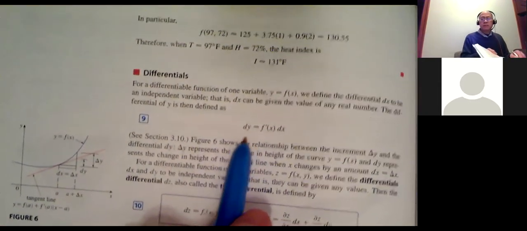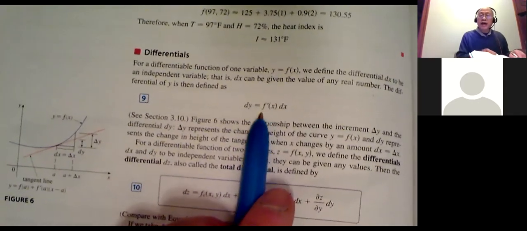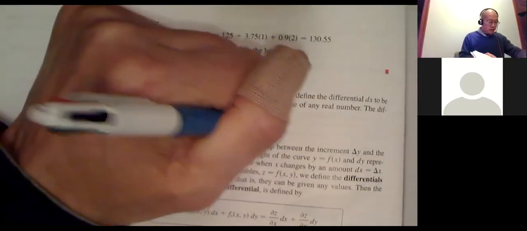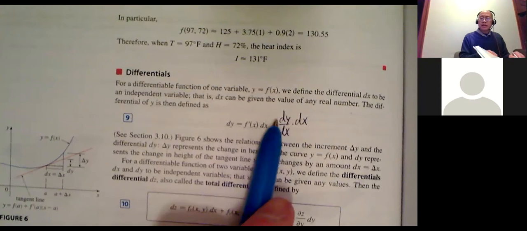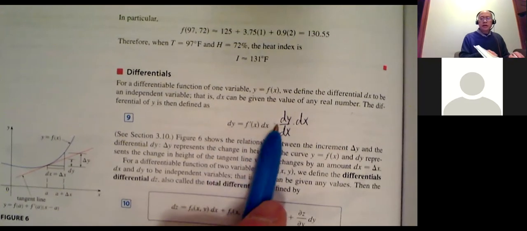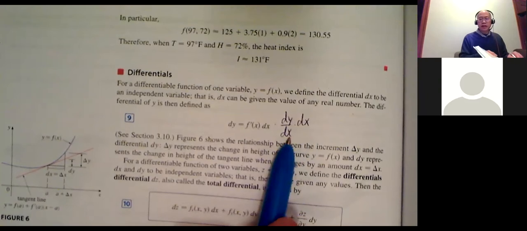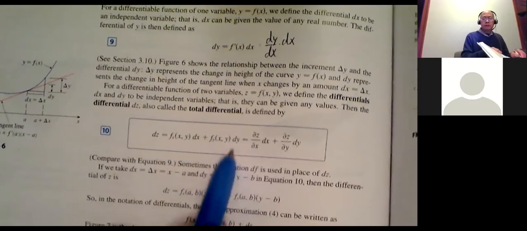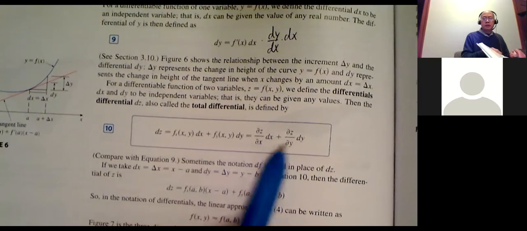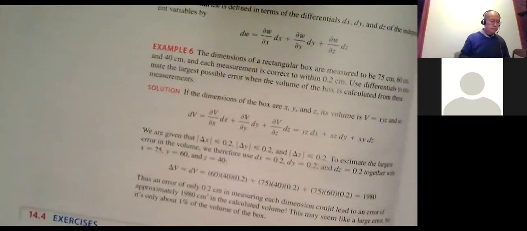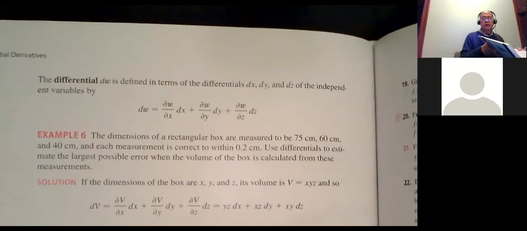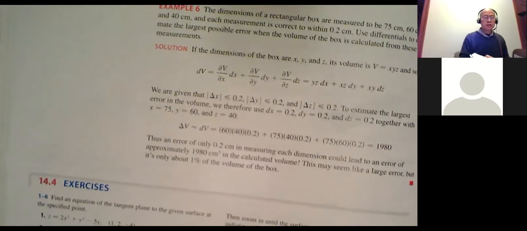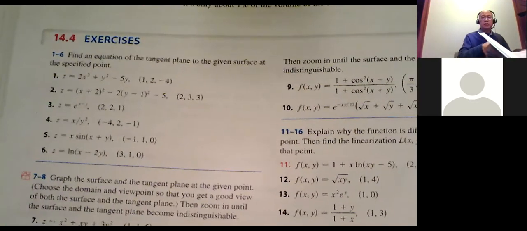This is one variable. In fact, you can even write this as dy equals dy/dx dx. It looks like you cancel out the dx. f prime of x is the same as dy/dx, right? So dy is dy/dx dx. It kind of looks like, oh yeah, you just cancel the dx's. So now you have 2 variables, partial of z with respect to x dx, partial of z with respect to y dy. And if you have 3 variables, there it is: dw is partial of w with respect to x dx plus partial of w with respect to y dy plus partial of w with respect to z dz. Okay, and that was my introduction to 14.4. And Tuesday, I'll get started on some of these homework problems.